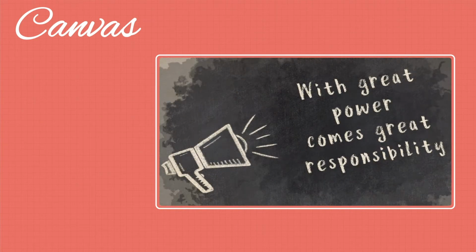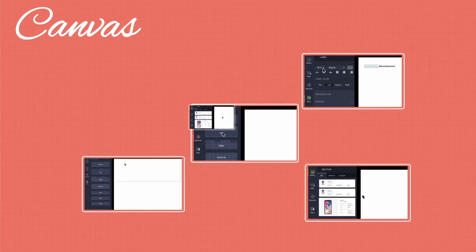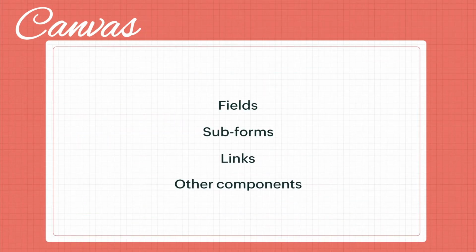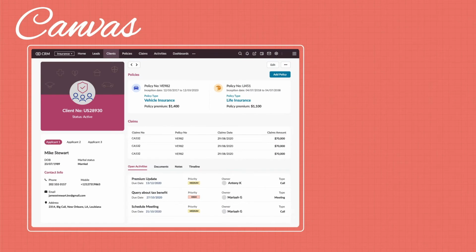However, with great power comes great responsibility. Not only can you reorganize data, you also get to choose which component appears on your page and which doesn't. Only the fields, subforms, links, and other components that you drag and drop into the editor will appear on the page. So, make sure that you add all of the key details and that you haven't left any fields out. Then, reorganize these details as deemed fit.